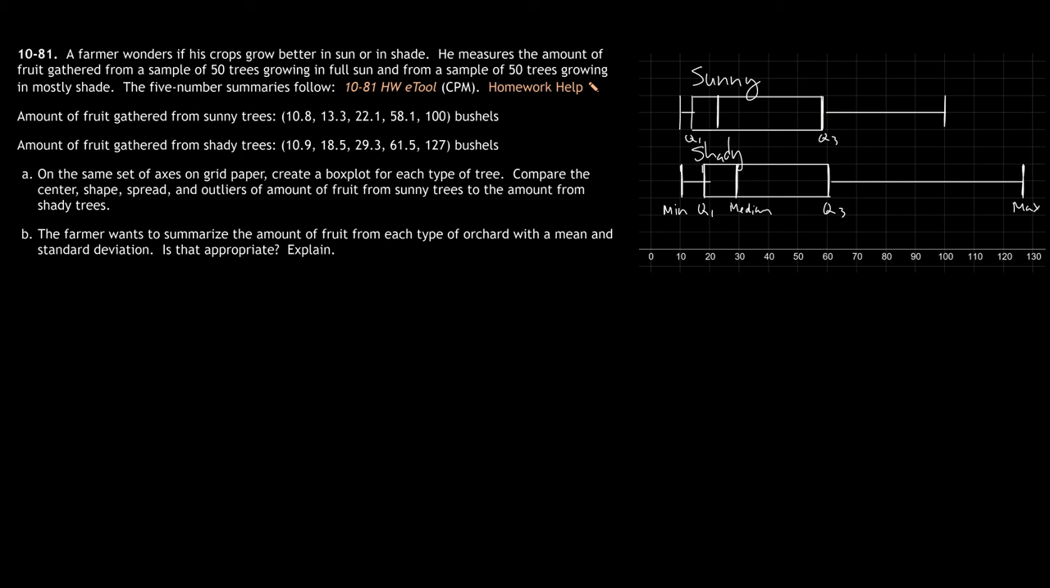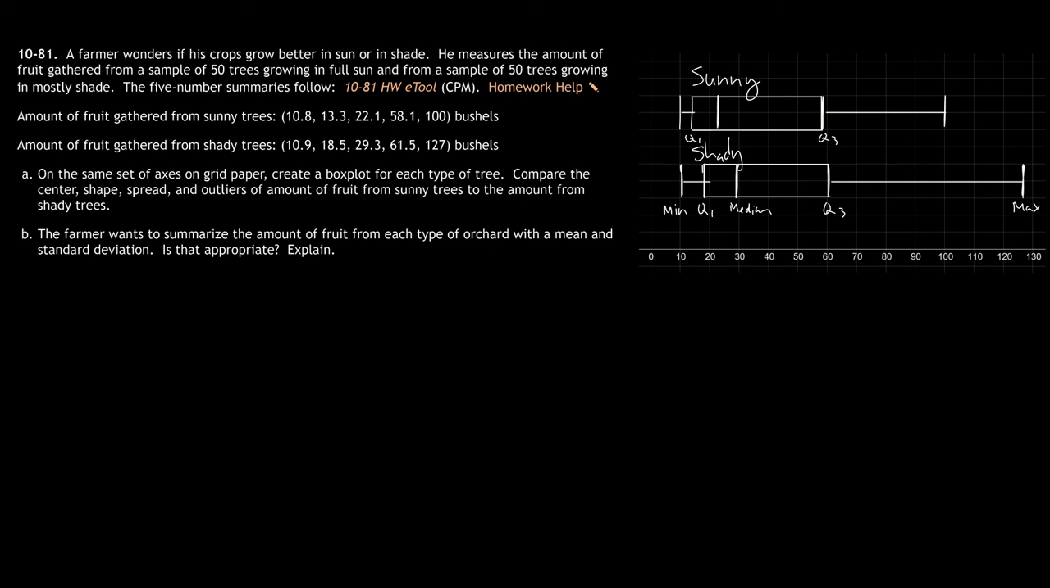It says the farmer wants to summarize the amount of fruit from each type of orchard with a mean and standard deviation. Is that appropriate? Yes or no? Ooh. Is that appropriate? I think that we know that if we have outliers, we would probably not use the mean or the standard deviation. Those are two different metrics, but if we have the presence of outliers, we should use the median and the IQR. And we've been saying that if we don't have those outliers, we could use the mean and the standard deviation.